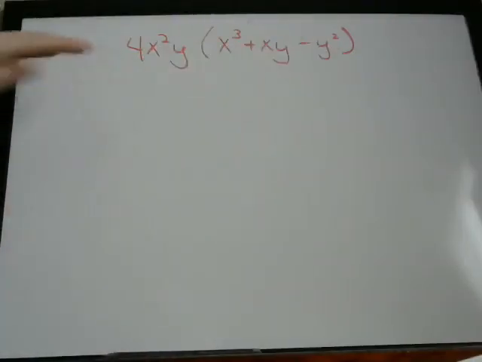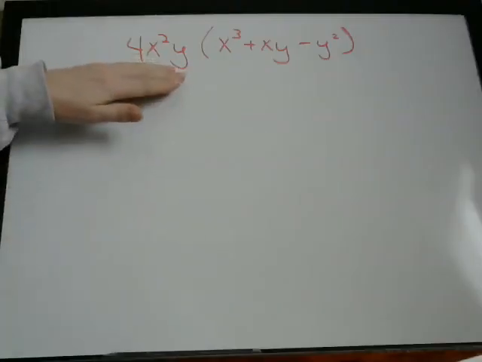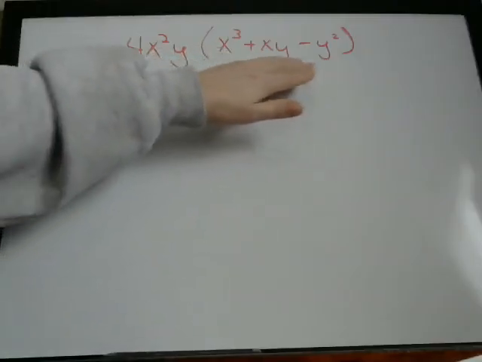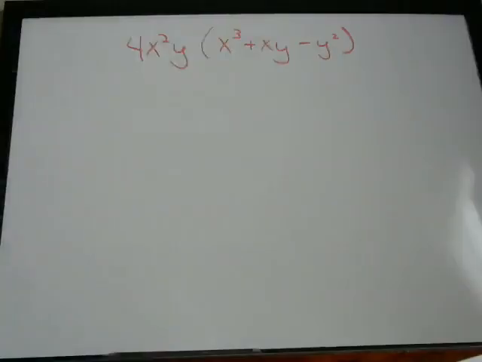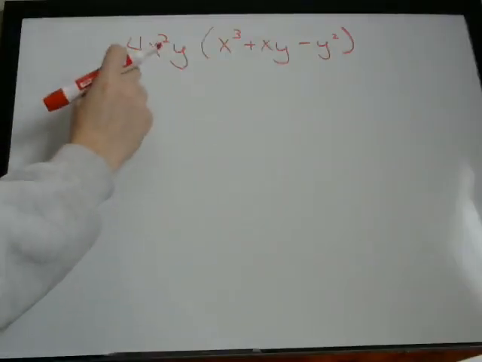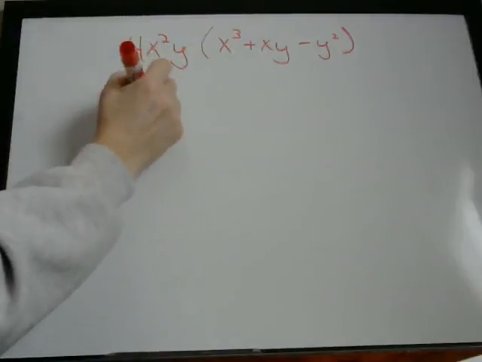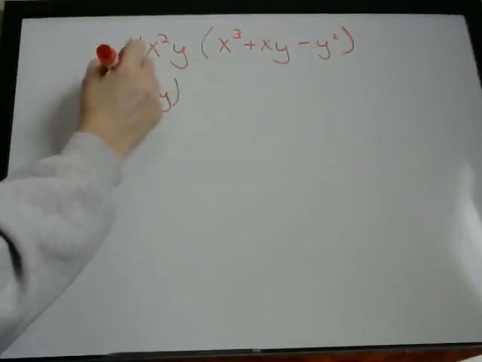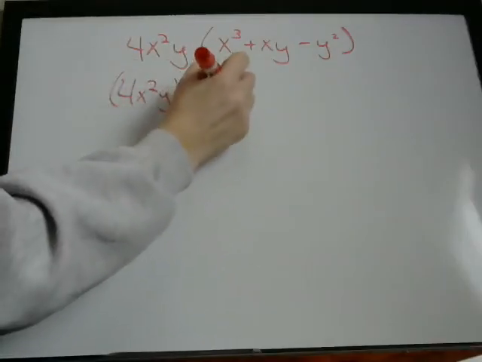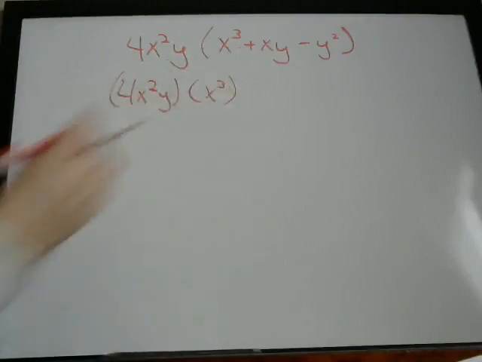The way that you do this kind of a problem is through the distributive property. So if you don't know what the distributive property is, watch the video on mathematical properties. So we're just going to distribute this whole thing through each one of these factors. So according to the distributive property, we do 4x squared y times x cubed. Remember, when you write things in parentheses, that means multiplication.